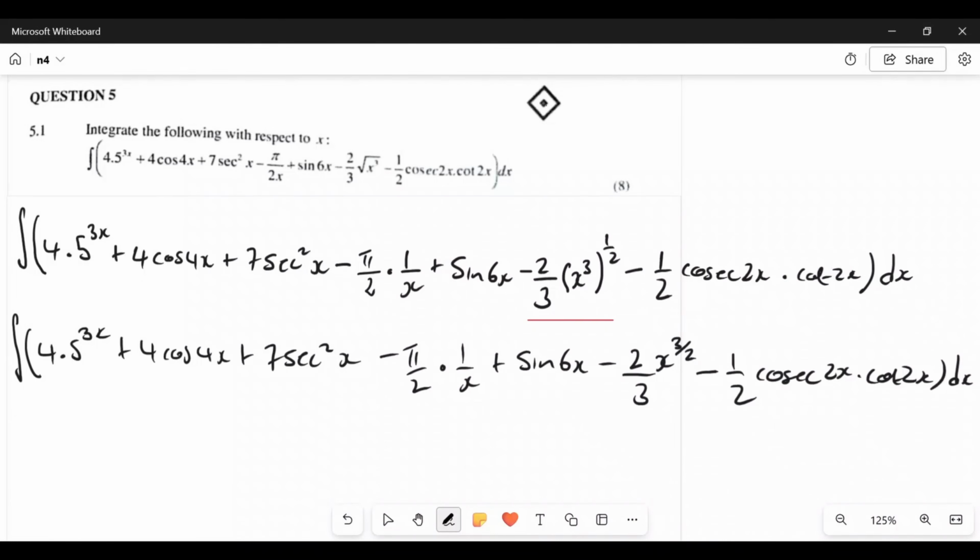Now the next step is to recognize the functions and know which integrals they are. Let's start with the first term, 4 multiplied by 5 to the power of 3x. Since we have x as an exponent, this is an exponential integral. When you integrate this, y is equal to the coefficient, which is 4, multiplied by our base, which is 5, with exponent 3x. But this time, we have to divide by the coefficient of x, which is 3, and that 3 we multiply with the natural log of the base, which is 5.